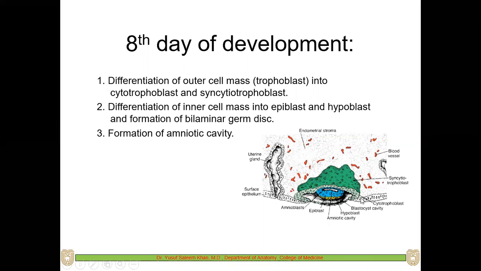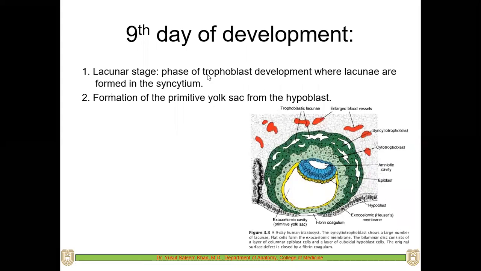Okay, you can see here this is the cytotrophoblast cells and this is the syncytiotrophoblast. Differentiation of the inner cell mass into epiblast and hypoblast: the inner cell mass, which is the embryo proper, has differentiated into the epiblastic layer and the hypoblastic layer. And there is formation of the amniotic cavity. Also there is formation of the amniotic cavity just above the epiblast. So these are the changes taking place on the 8th day.